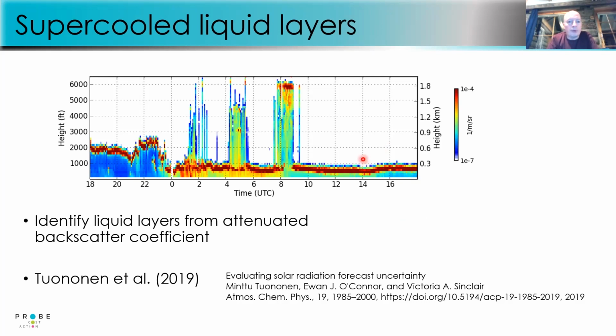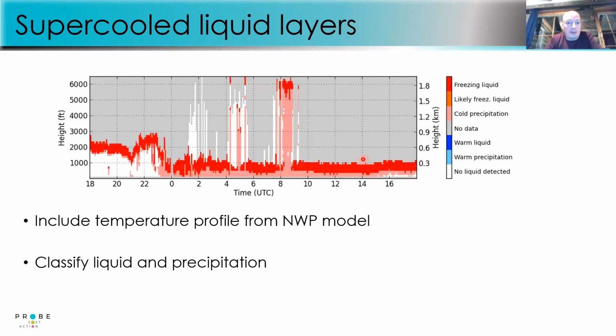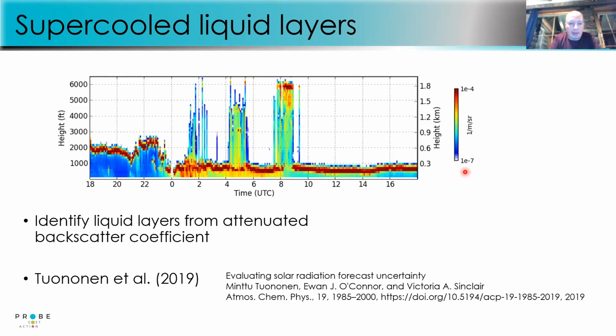Okay, so if we take this example here, we found some clouds, and then we actually know the temperature from a numerical weather prediction model. And then what we do is try and simplify this for the forecasters who are talking to the airports. We can simplify this into a few classes. So we've got freezing liquid or likely freezing liquid, or just normal cold precipitation, i.e. ice or snow, in red. And then we can also do warm liquid and warm precipitation, or nothing detected. Of course there's aerosol there if we go back, but as far as the icing algorithm is concerned, we don't see anything there.